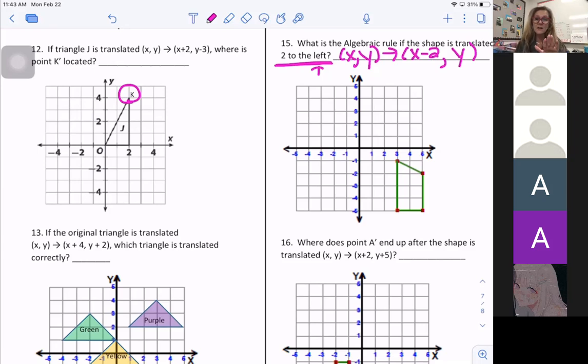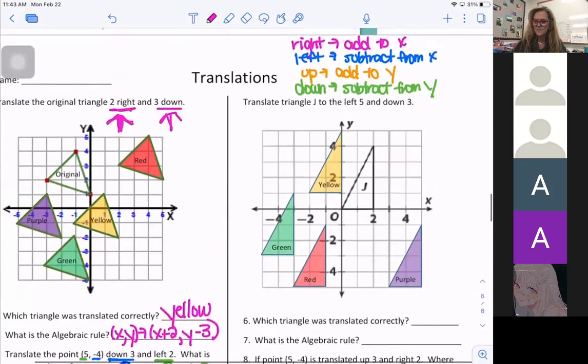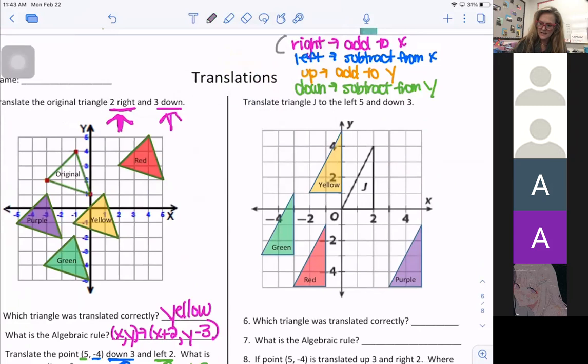I'm going to hang on here for any questions. Make sure you have this written at the top. That's going to be a great reference for you. Remember, this is X and this is Y. You can reference that as you're going through and solving these.